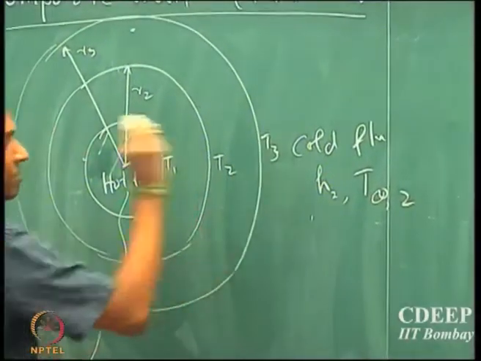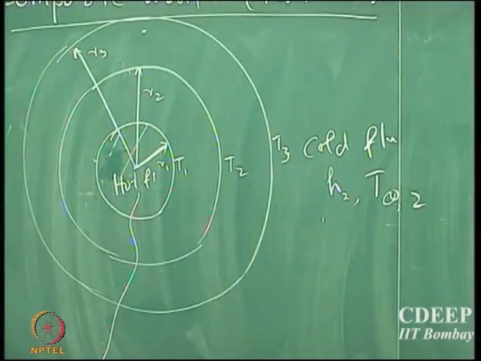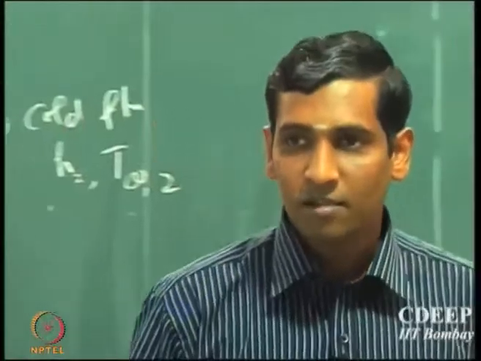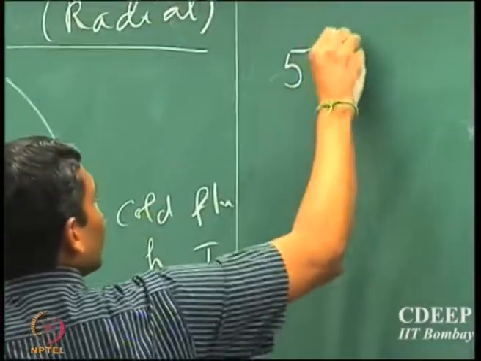So now I need to draw the resistance network. How many resistances are there? If I assume that the walls are smooth, there is no contact resistance. How many resistances? There are 5, right? So there are totally 5 resistances.